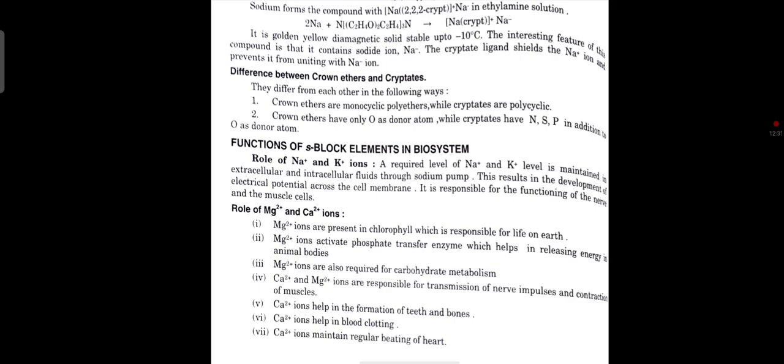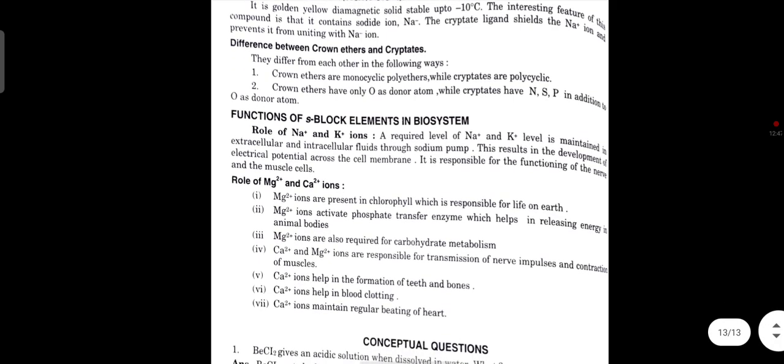Difference between crown ether and cryptate. They differ from each other in the following ways. Crown ethers are monocyclic polyethers whereas cryptates are polycyclic. Crown ethers have only oxygen as donor atoms while cryptates have nitrogen, sulfur, phosphorus in addition to oxygen as donor atoms.